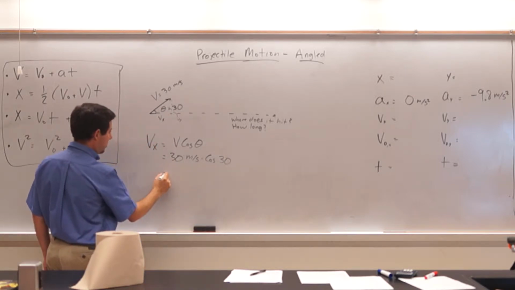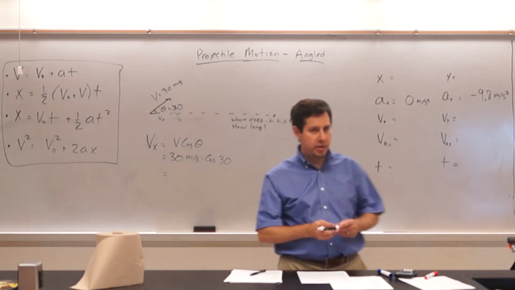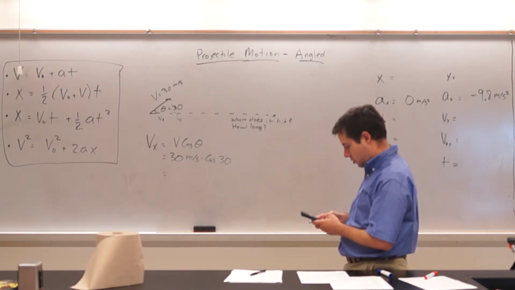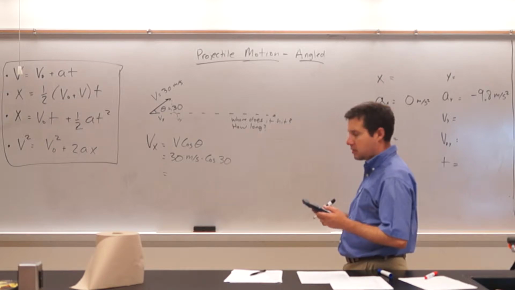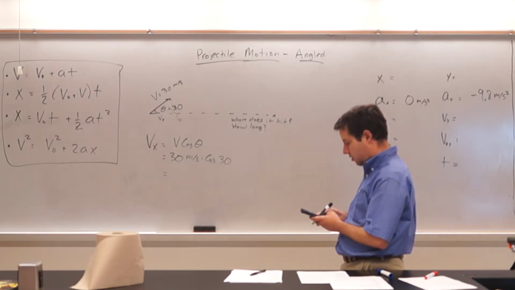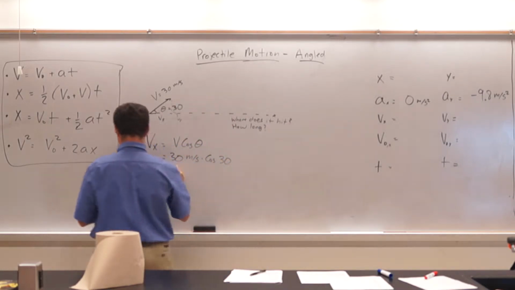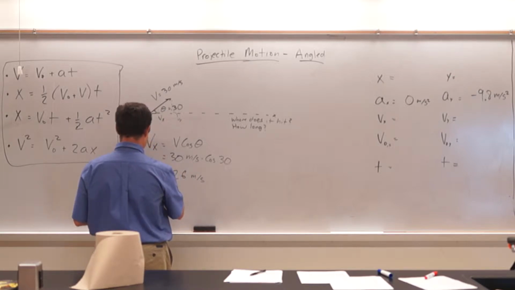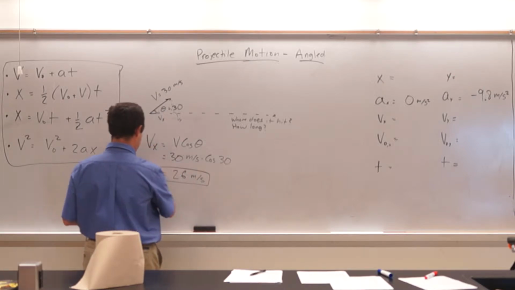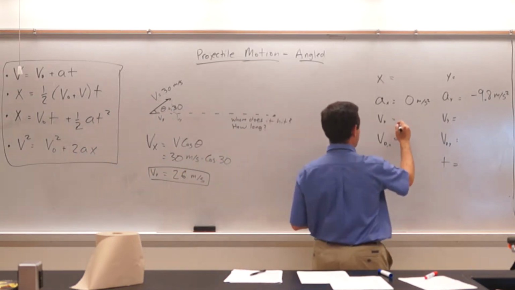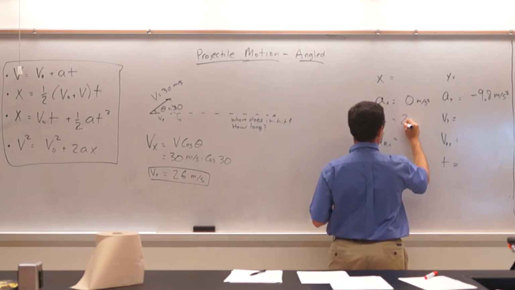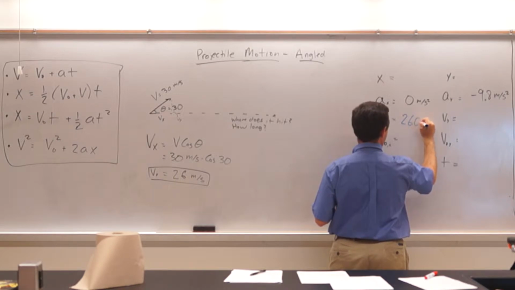30. All right? Plug it into your calculators. Cosine 30 is just 0.866 times 30. So that is about 26 meters per second. So v sub x is 26.0 meters per second.